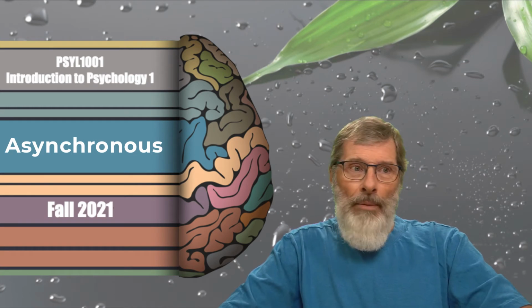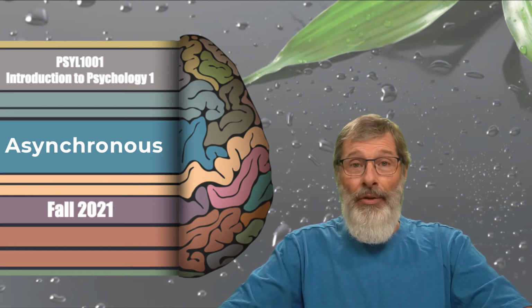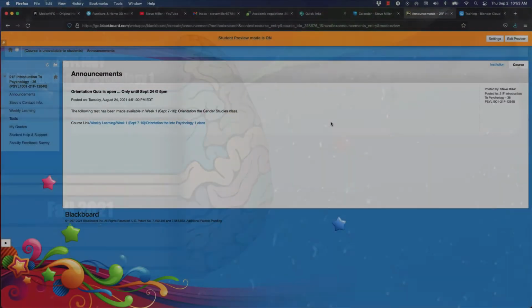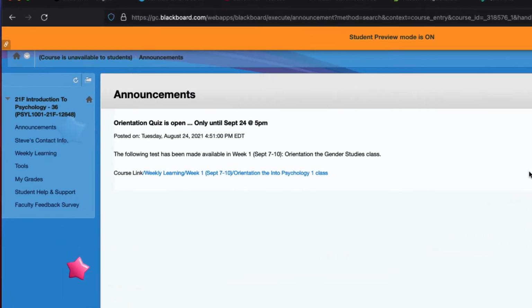Now, what I want to make sure you have a good handle on is where everything is in our Blackboard shell. So what I'm going to do next is walk you through step by step where everything is in Blackboard. Okay, so let's get started on that. As I mentioned, I'm going to walk you through what is going on in our Blackboard shell for Psychology 1. The first thing you come to is your announcements.